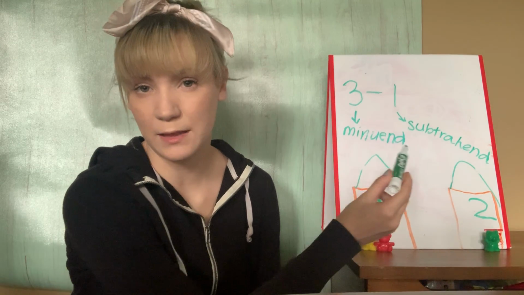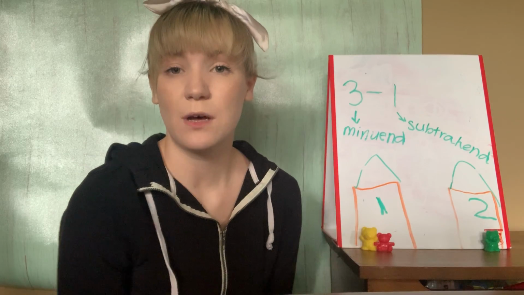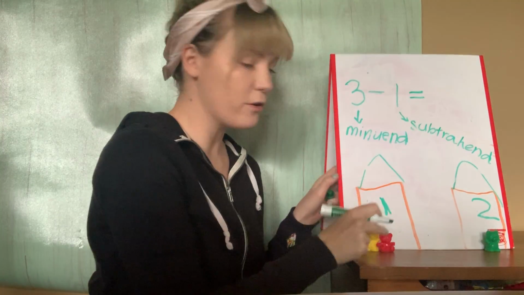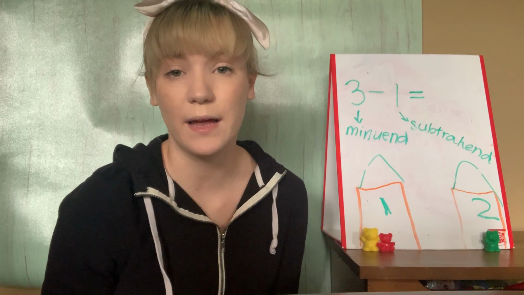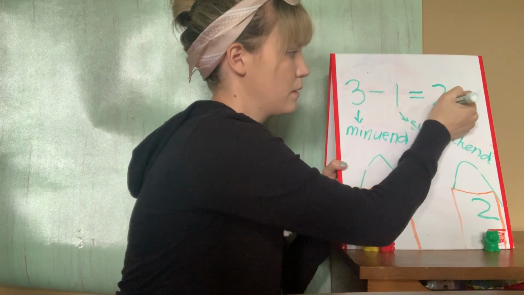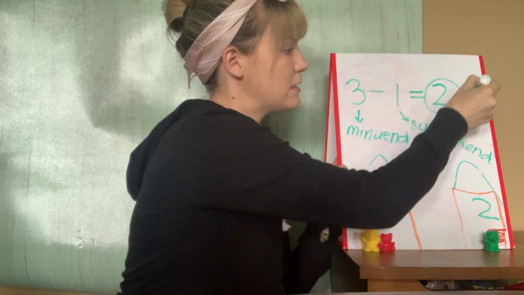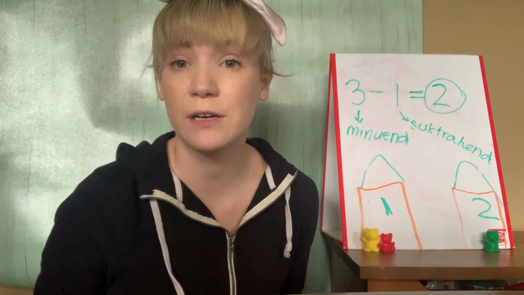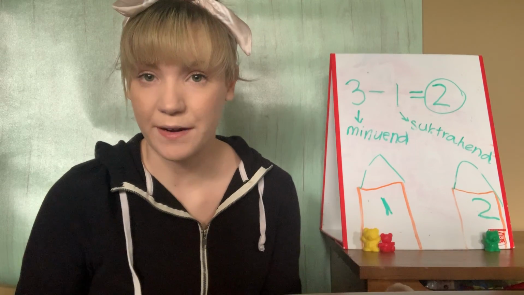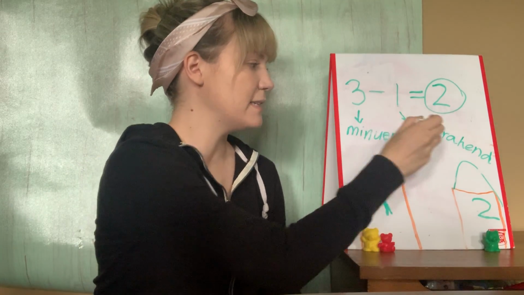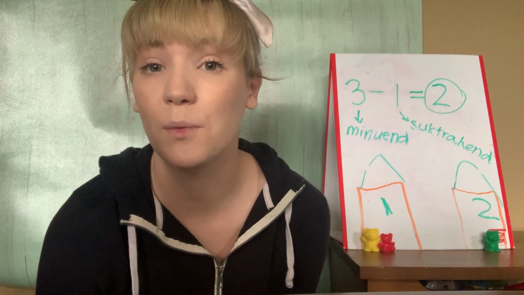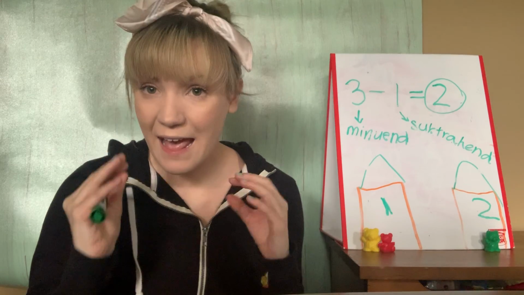I know you can't really read those words there, but so 3 minus 1, and now we need to figure out how many we have left over in house number 1. So go ahead and count the bears. 1, 2. Okay, and this is going to be our answer, and we're going to call our answer the difference. Can you say that? Difference. So we've got the minuend, subtrahend, difference. Kindergarten, those are some big words, okay? But hang in there with me.